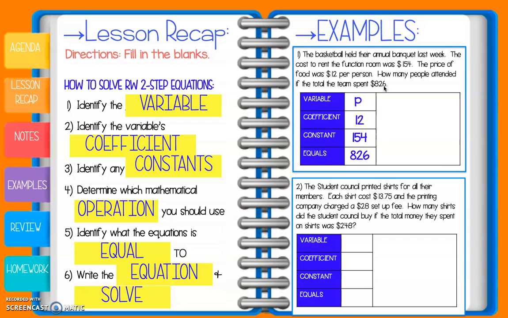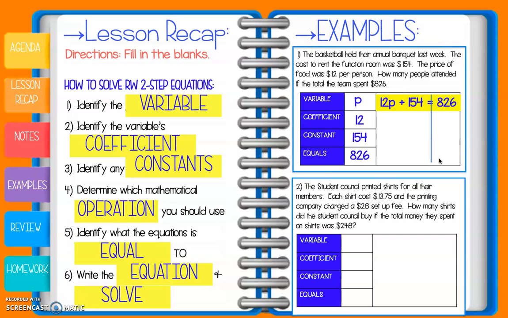Okay, so now we need to write the equation and solve it. So we know that we have 12 times each person that comes plus the $154 for the function room, and all of that equaled $826. So our equation says 12p plus 154 equals 826. Okay, now we're going to solve it just like we know how to solve our two-step problems. So we're going to draw a line through our equal sign, and then we're going to use SADMEP, or the reverse order of operations, to help us solve.